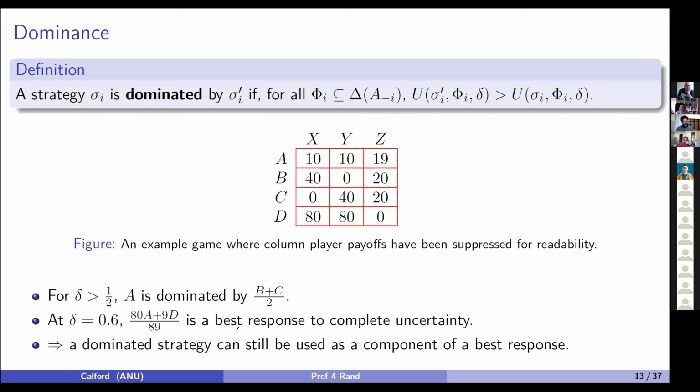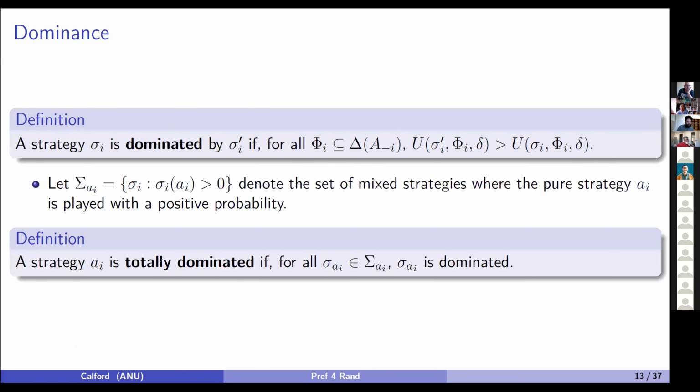And what we have here is that a dominated strategy, which is A, is still being used as a component of a best response. So despite A being dominated, it's still useful for this particular set of beliefs as a hedge against the uncertainty of my opponent. In an expected utility case, if a pure strategy is dominated, all mixes that use that pure strategy are also dominated. Here, that's not true. So I'm going to need a stronger definition of dominance, and I'm going to call this total dominance.